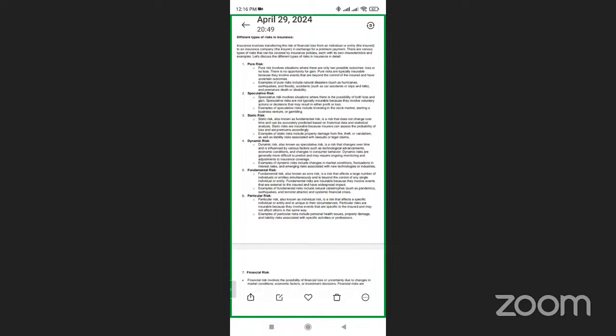So generally, it involves the situation where there is a possibility of both loss and gain, and they are not typically insurable. Examples of speculative risk basically include when we go to invest in the stock market, you cannot insure your share. So the value falling down will not be compensated for the loss by the insurance company. So that will not happen.